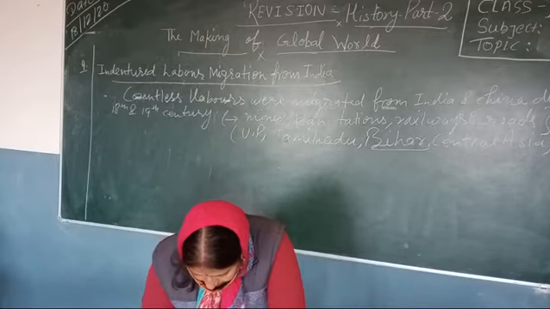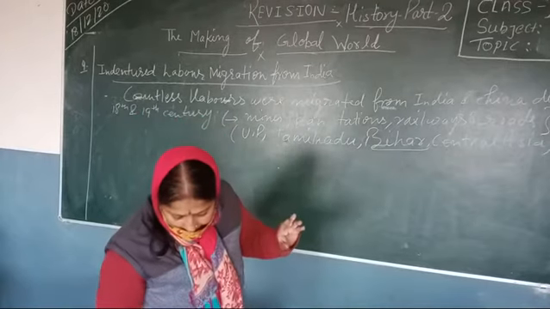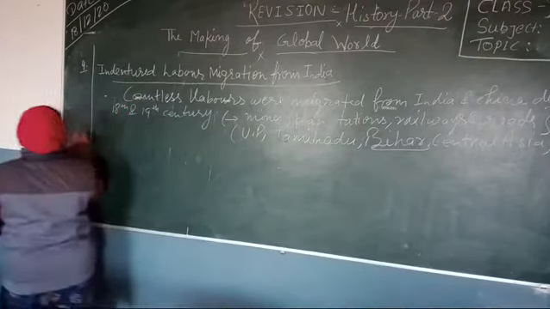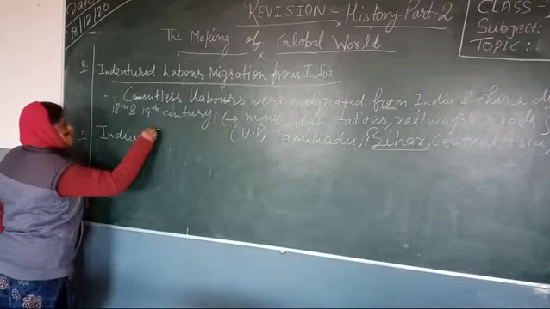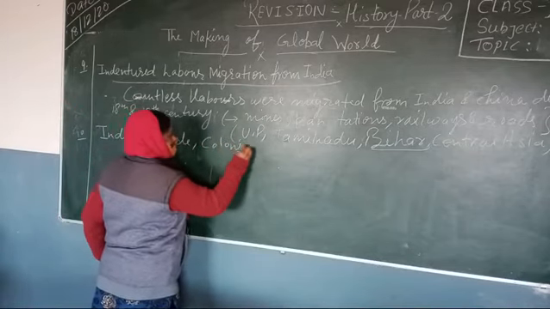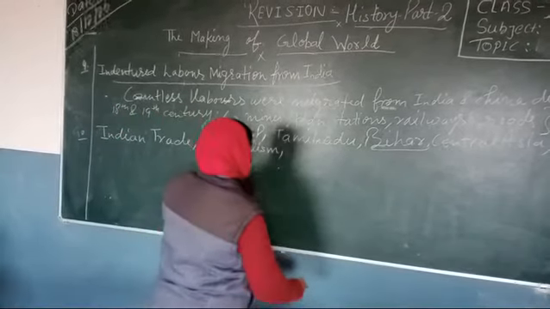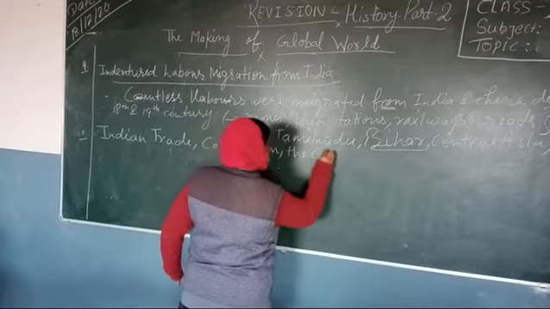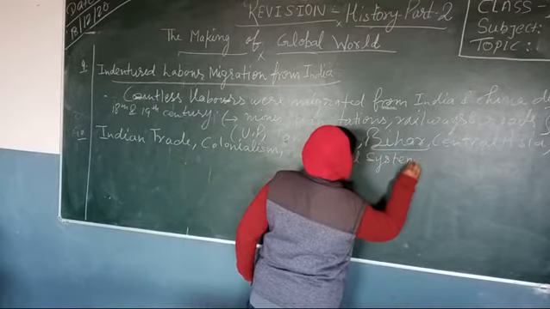Now, what has happened? You know the East India Company. Our next heading is Indian trade, colonialism, and the global system.